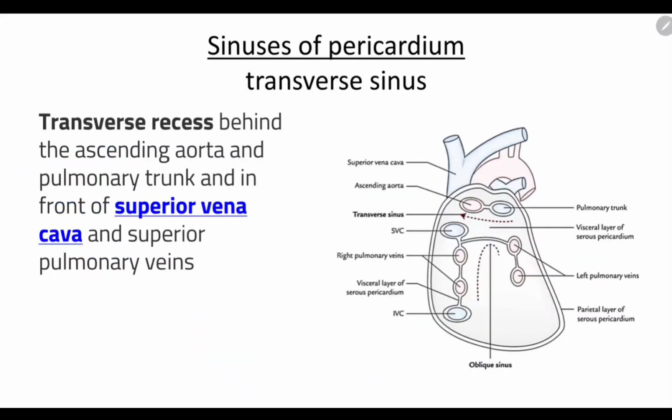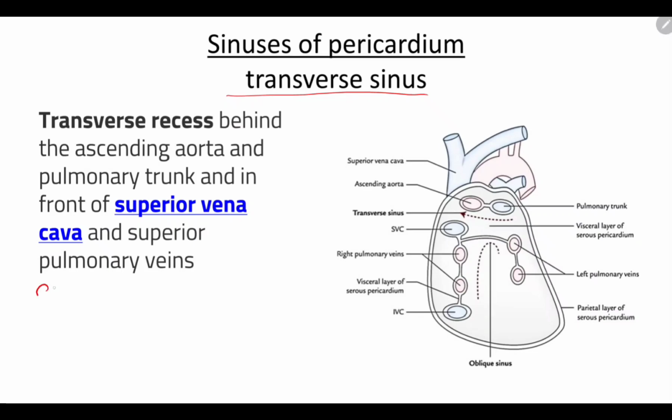Now let us learn the sinuses of pericardium. What do we mean by sinuses of pericardium? Sinuses mean spaces. There are two sinuses of pericardium: an oblique sinus and a transverse sinus. First let us learn the transverse sinus of pericardium, and where you can see it. How are these sinuses of pericardium formed? These sinuses are formed by reflection of the visceral layer of serous pericardium around the great vessels.